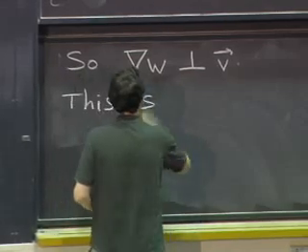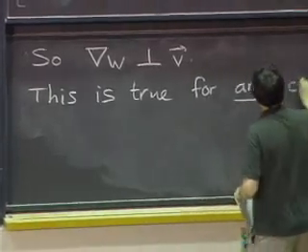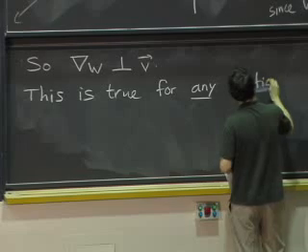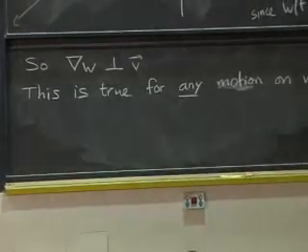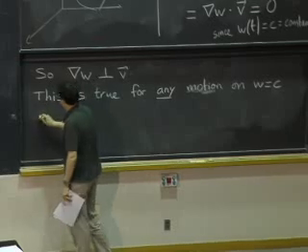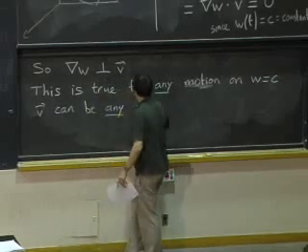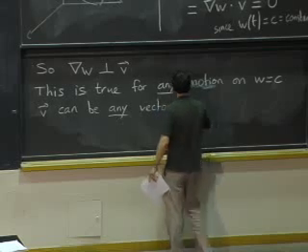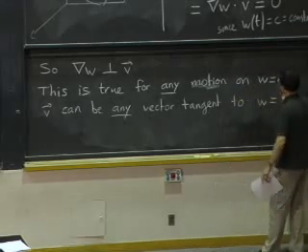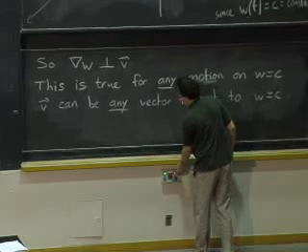Okay, so let's write this. This is true for any curve, well, maybe I should say for any motion on the level surface W equals c. So that means v can be any vector tangent to the surface, tangent to the level c, for example. Okay, let me draw one more picture.